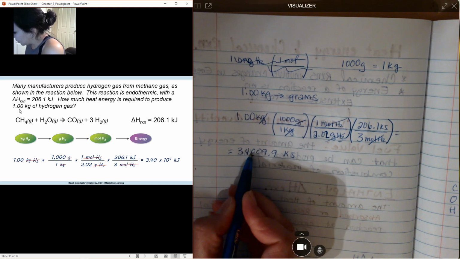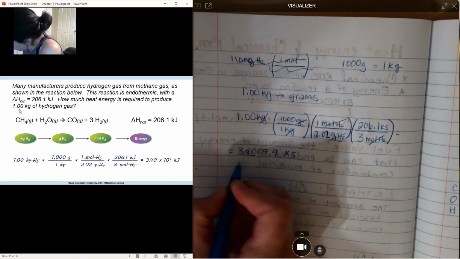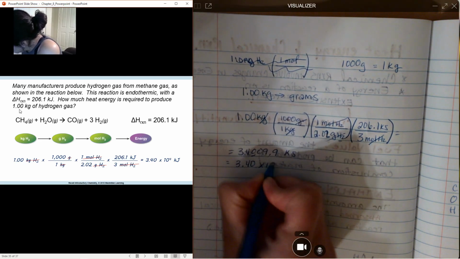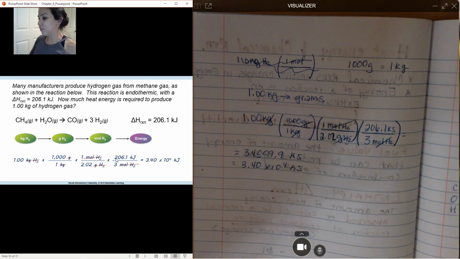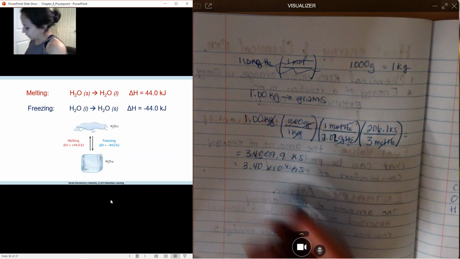This 0 here does not round that up. So we're going to go 1, 2, 3, 4. 3.40 times 10 to the 4th power. That's the number of kilojoules, the heat required for that reaction. So that's going to be our final answer for this one.